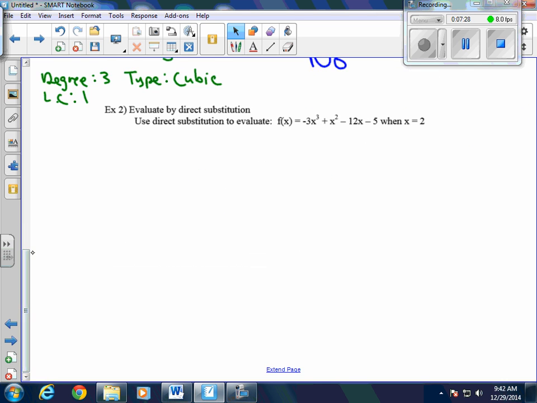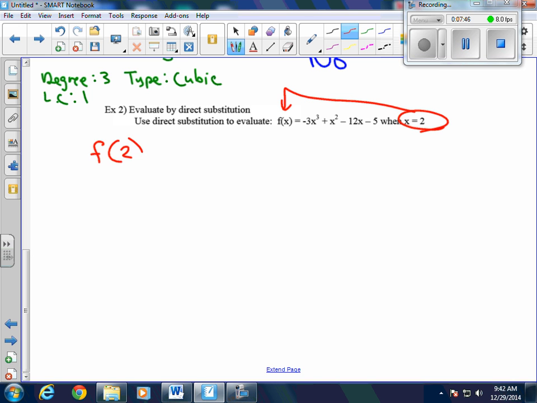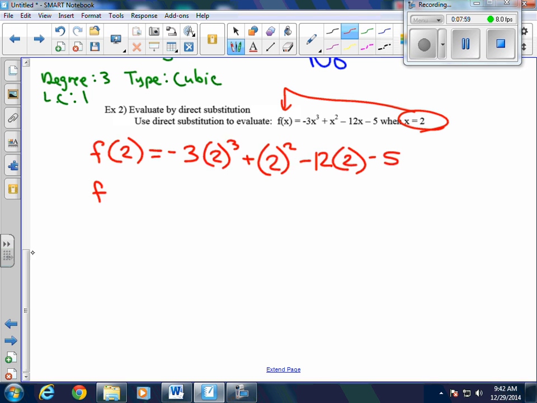Then we're going to jump down to example 2. It says evaluate by direct substitution. This is something that you have done numerous times. It says use direct substitution to evaluate f of x when x is 2. So here you are going to put 2 in for everything. So I want to find really f of 2. So I'm going to go negative 3 times 2 cubed plus 2 squared minus 12 times 2 minus 5. And I want you to make sure to leave it as f of 2. Put your answer in that because that's our input value is 2.